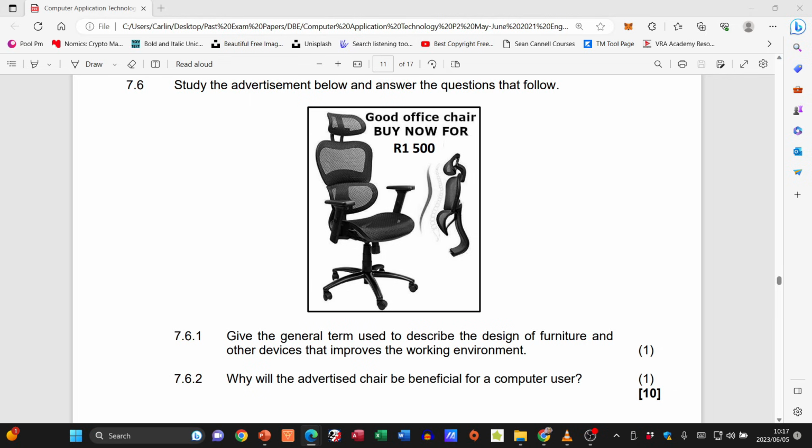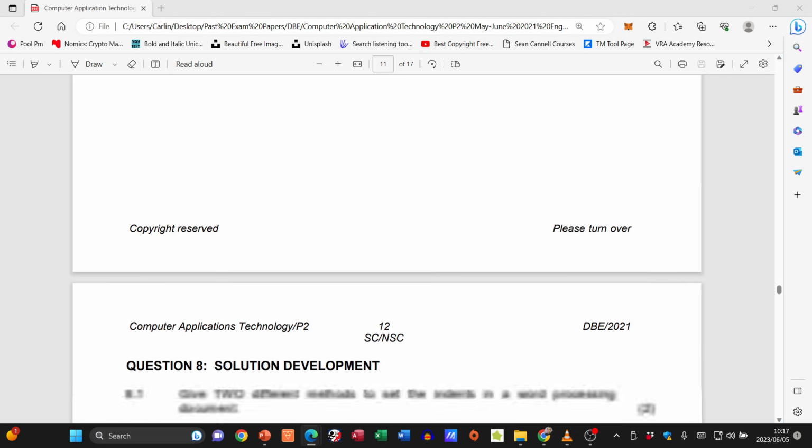And then, as usual, when they bring that topic up, they always wanted to ask me something on that. And here they ask, why will the advertised chair be beneficial for a computer user? Did you hear what I said earlier? It will give me lovely back support, neck support. It's going to give me adjustable height. It's giving me arm rest. Everything I need because I'm going to be sitting in front of the computer for long periods of time. So it gives me comfort in order to do that. Right. And that's question 7 out of the way.